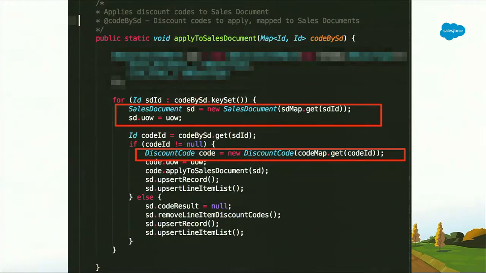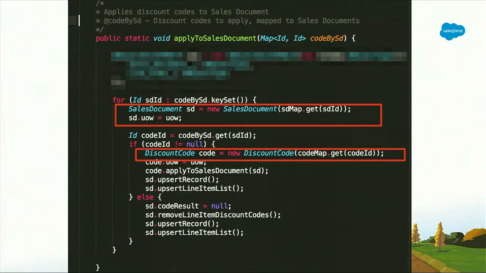These wrapper classes have properties which are usually business properties. For example, a sales document can have price properties, billing data properties, line item properties, and so on. A discount code can have properties about when and how to apply this discount code.